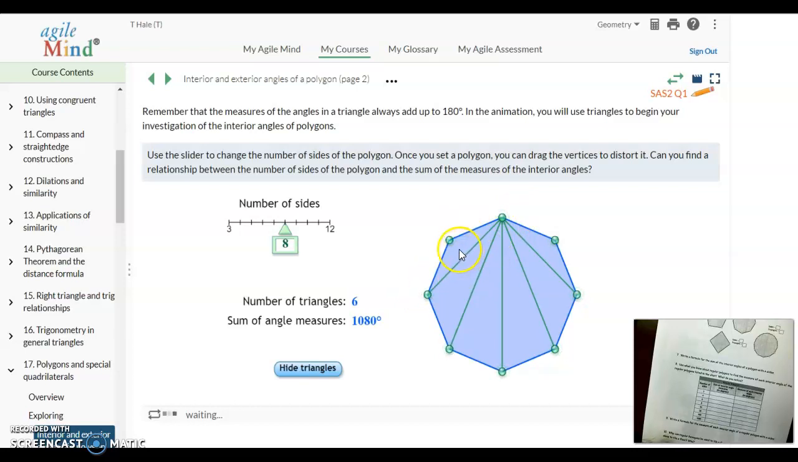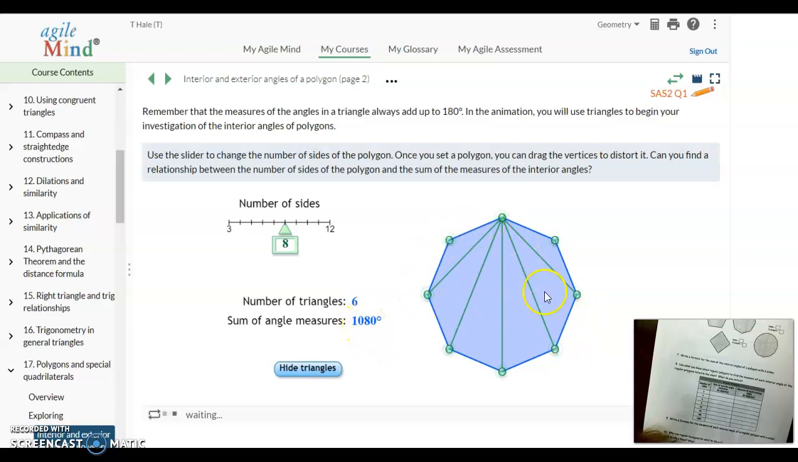How many triangles are formed? 1, 2, 3, 4, 5, 6. Well, remember, each one of those triangles has 180 degrees. So we can just take the number of them, which is 6, and multiply by 180. And that tells us that the sum of all of the interior angles of this octagon is 1,080 degrees.